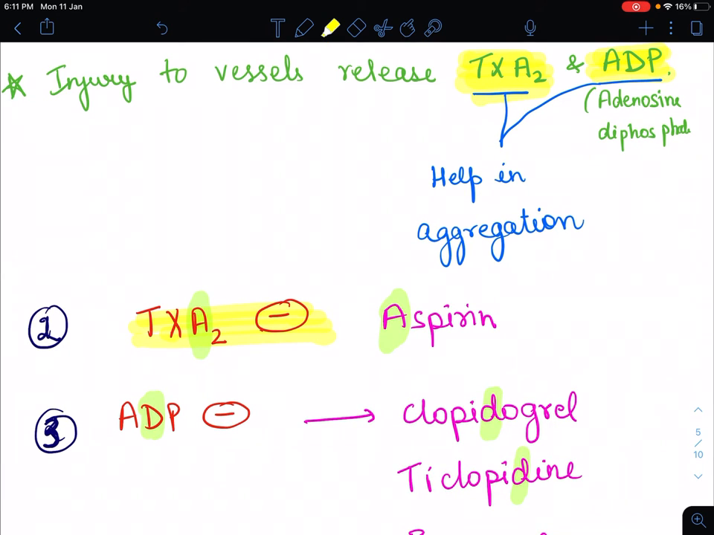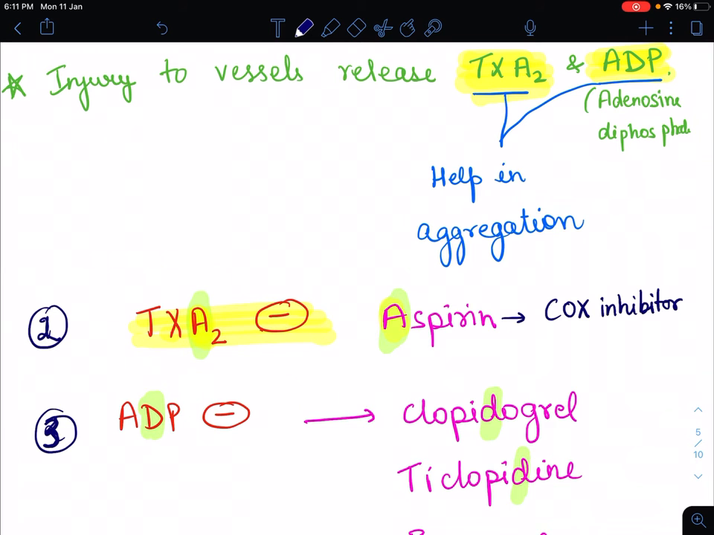First we learn about the thromboxane A2 inhibitor. Here A is common, so the drug name also contains A, like aspirin. Thromboxane A2 inhibitor: aspirin. As we all know, aspirin inhibits cyclooxygenase, so it is a COX inhibitor drug. In a few minutes I will discuss the pathway through which the COX enzyme helps in formation of thromboxane A2. So aspirin inhibits thromboxane A2.